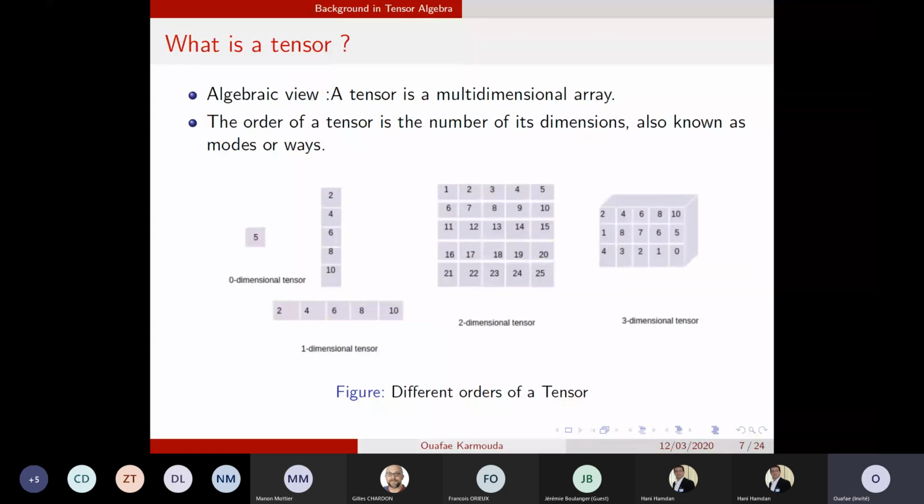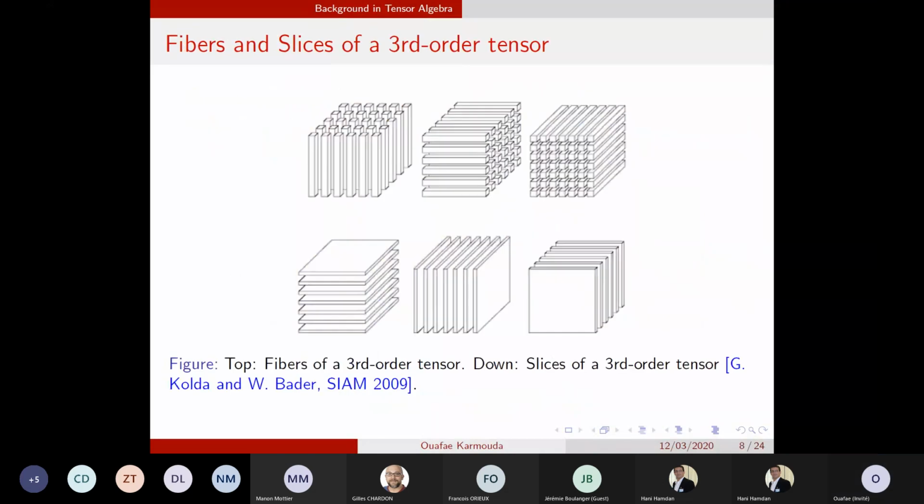So before going further in this idea, I will first present some background in tensor algebra. In an algebraic view, a tensor is just a multidimensional array. We already know some examples of tensors, because vectors are just one-dimensional tensors, matrices are two-dimensional tensors, and three-dimensional tensors can be represented as cubes. But when the dimension gets higher, it becomes more difficult to present these tensors.